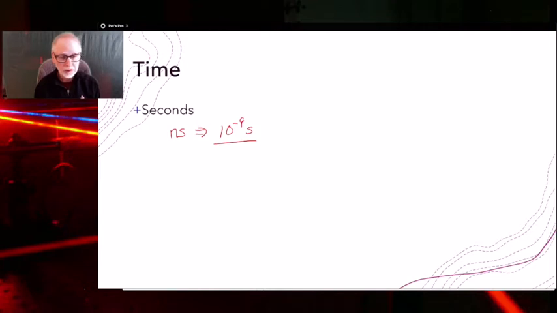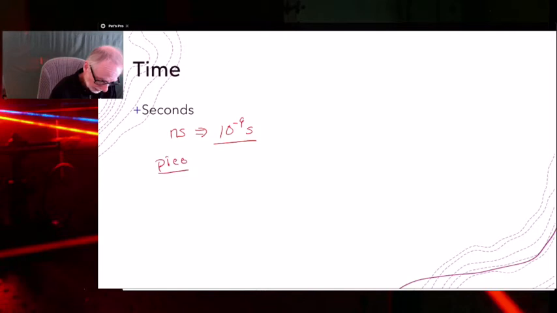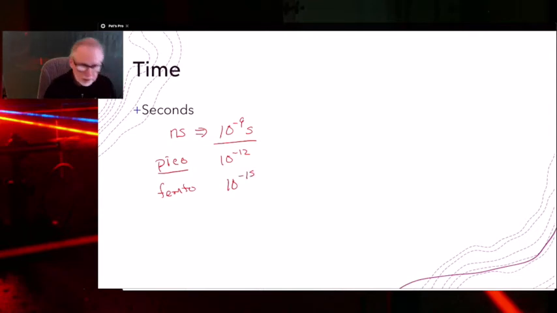Just to give you some perspective, we haven't talked about the prefix pico. Pico is 10 to the minus 12, and femto, and these are not prefixes we're going to be using very often, is 10 to the minus 15. But the kinds of events that occur on a molecular scale can be really, really fast.